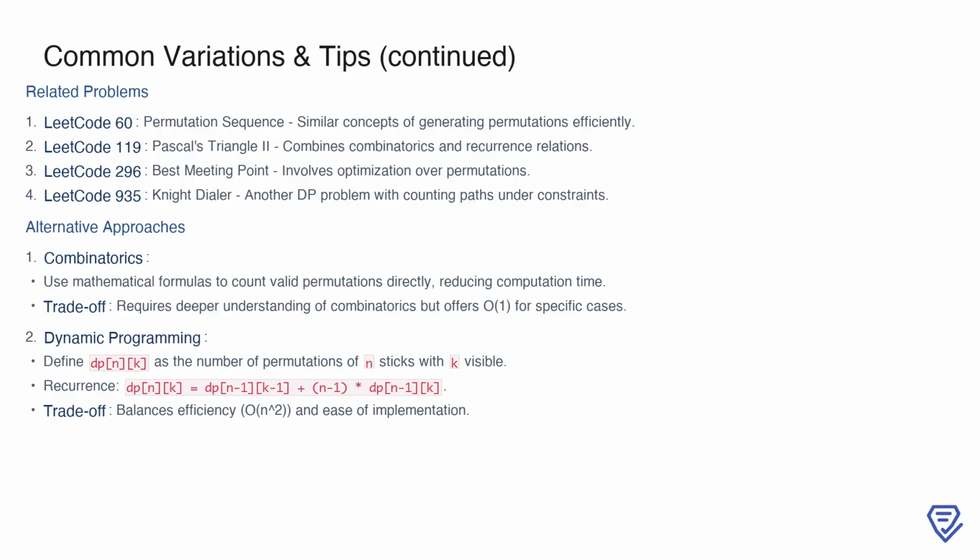On the other hand, dynamic programming offers a structured way to solve the problem. By defining dp[n][k] as the number of permutations of n sticks with k visible, you can leverage the recurrence relation dp[n][k] = dp[n-1][k-1] + (n-1) * dp[n-1][k]. This balances computational efficiency with ease of implementation, as it reduces the problem to O(n squared) complexity.